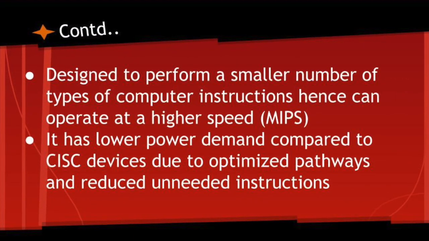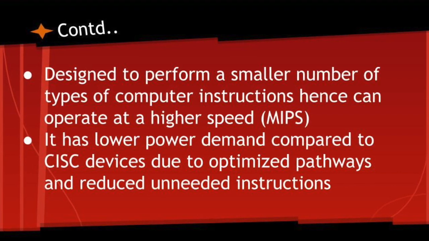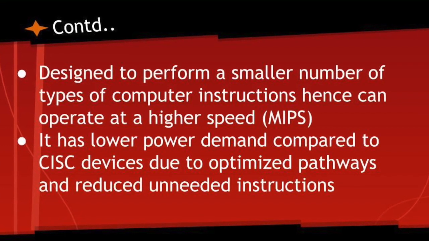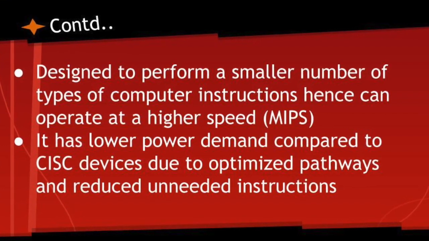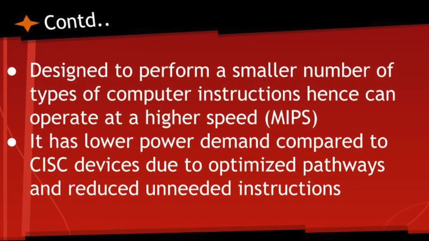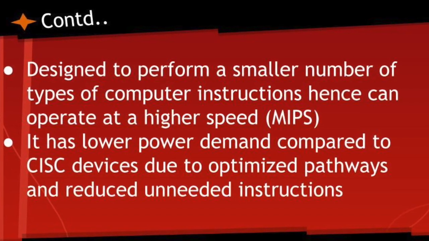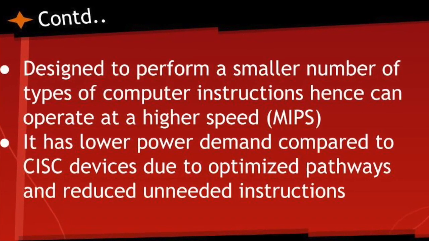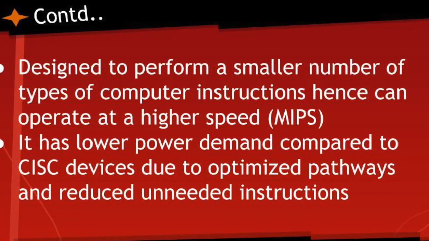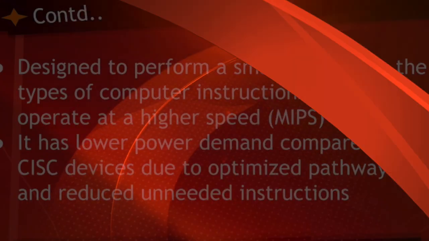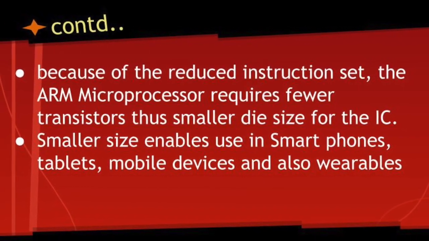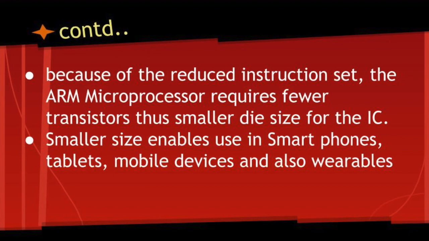Designed to perform a smaller number of types of computer instructions, hence can operate at higher speed, millions of instructions per second. It also has a low demand on power compared to CISC devices due to optimized pathways and reduced unneeded instruction. Because of the reduced instruction set, the ARM microprocessor requires fewer transistors, thus smaller die size for the integrated circuitry. The smaller size enables use in smartphones, tablets, mobile phones, and also wearables.